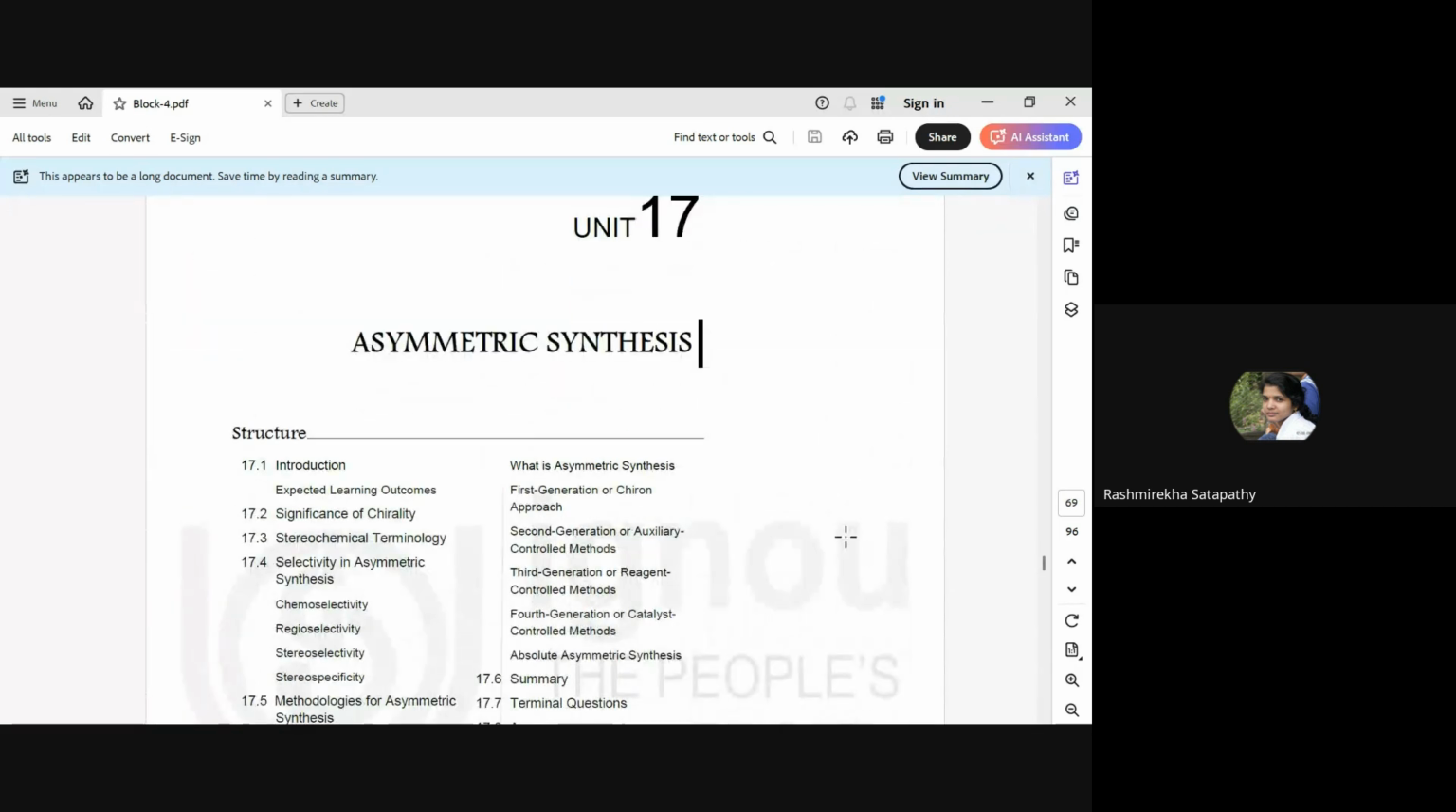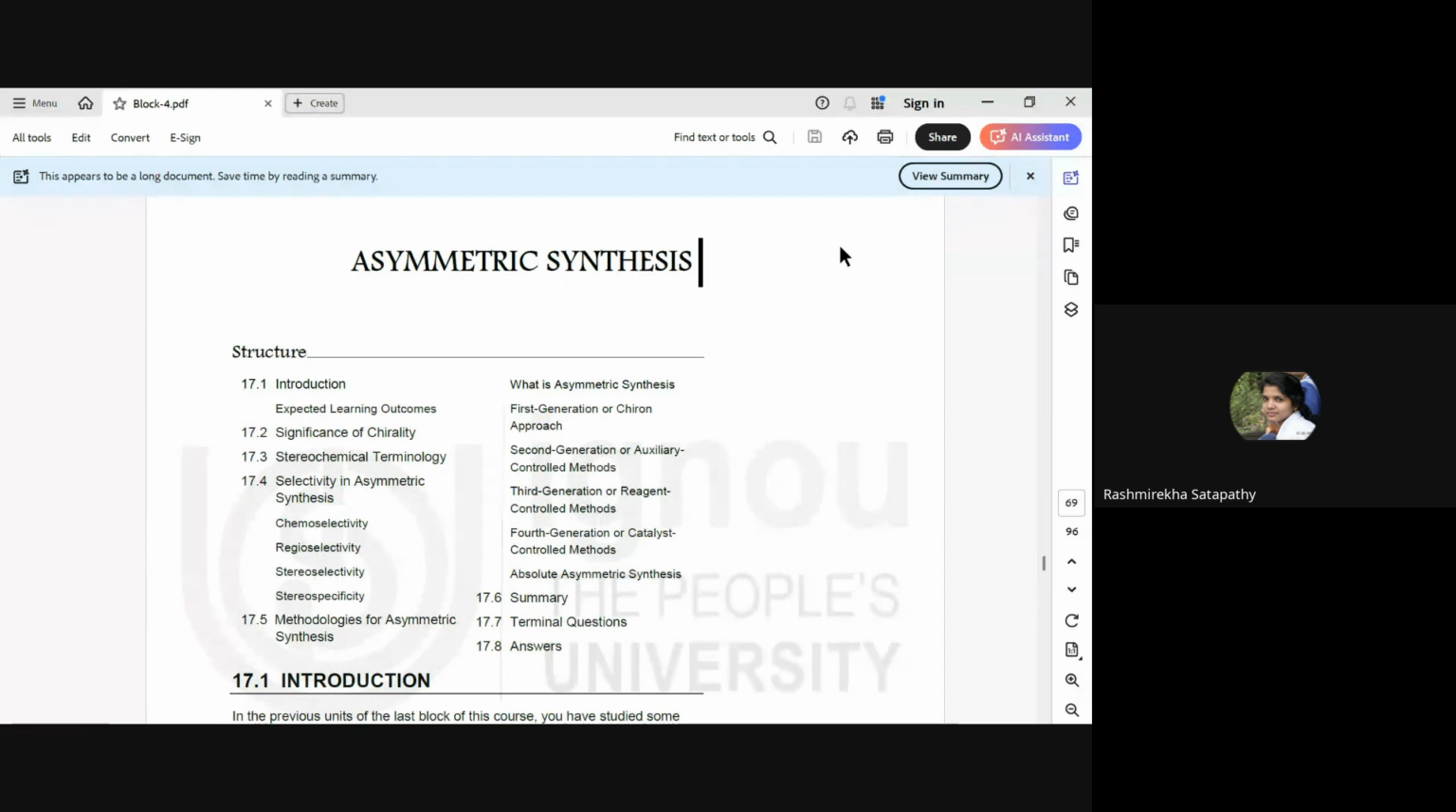This is unit 17. This is the unit on asymmetric synthesis. Asymmetric synthesis. What is asymmetric synthesis?